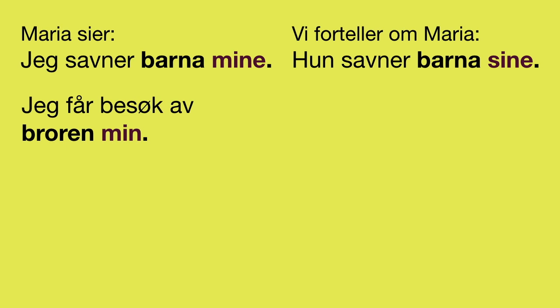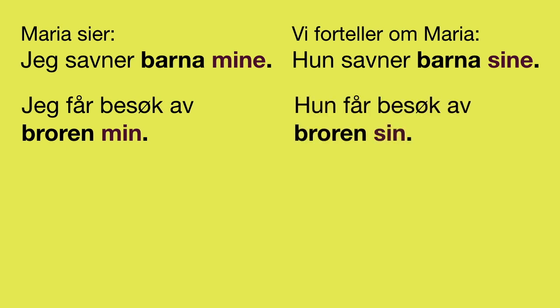Jeg får besøk av broren min. Hun får besøk av broren sin. And you see, if barna is plural, it goes together with mine. So, well, for the reflexive possessive pronoun, it will be sine. So we just change one letter. Min, broren min, well, it becomes broren sin. So it's just the same form.